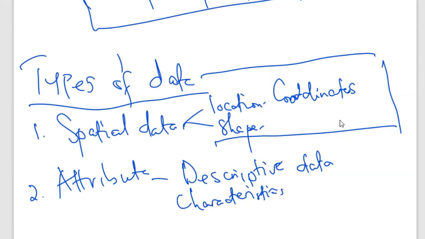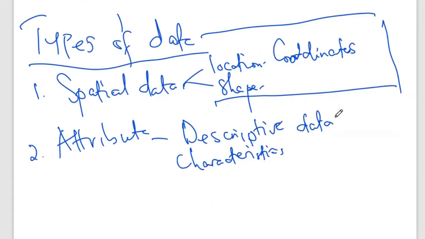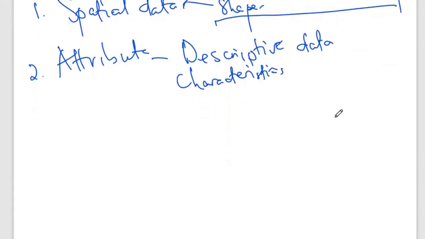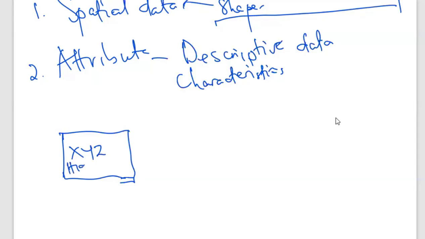So when we're talking of attribute data, let me cite an example of one feature. Let's say we have a school on a map, and maybe the school is X, Y, Z high school.